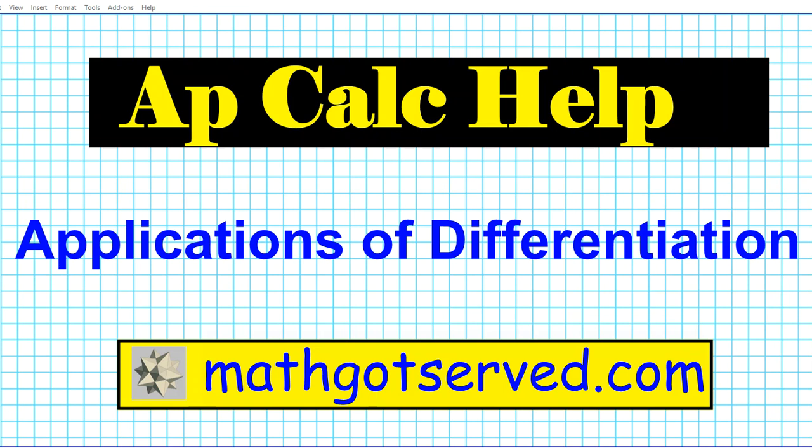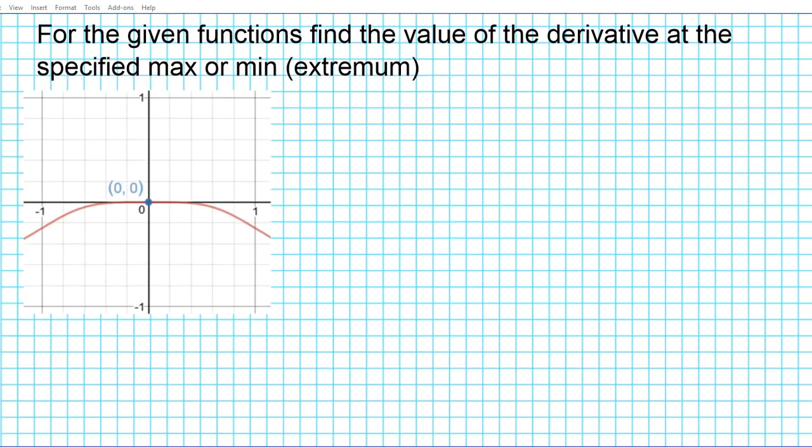In this clip, we're going to be going over part 1 of our AP Calc Help series on applications of differentiation. These tutorials will prepare you for problems 1 to 6 of the 3.1 section of the Larson AP Calculus textbook. The instructions are as follows. For the given functions, find the value of the derivative at the specified max or min, also known as the extremum. Alright, so for question 1, we have the graph given here.